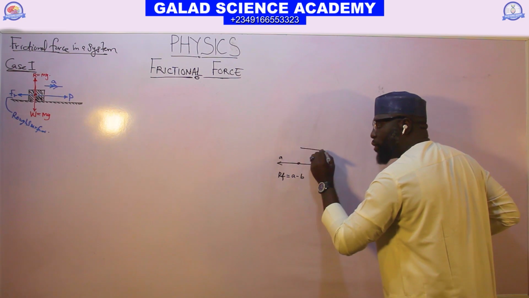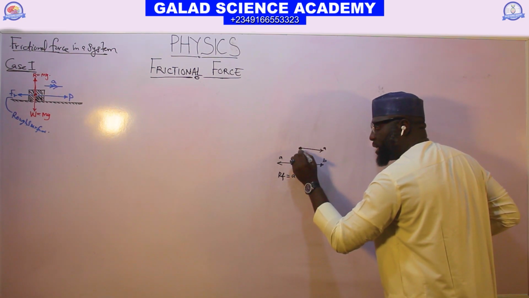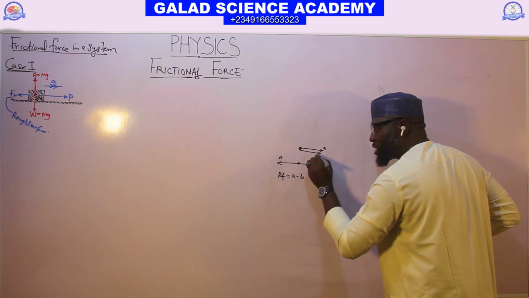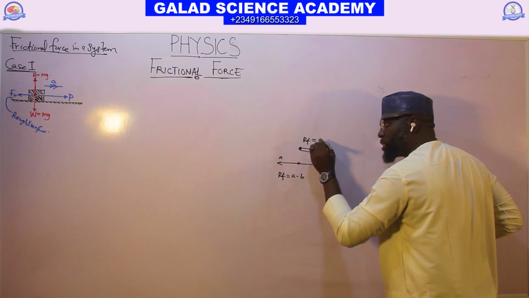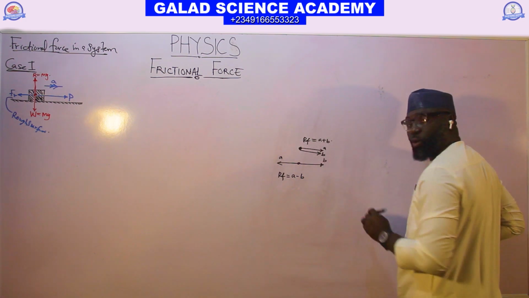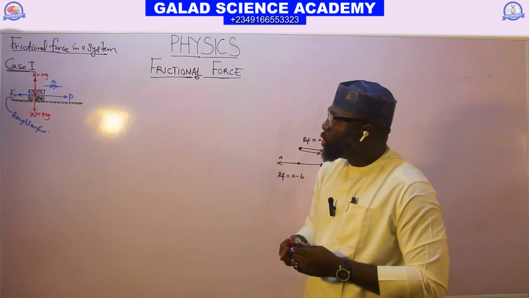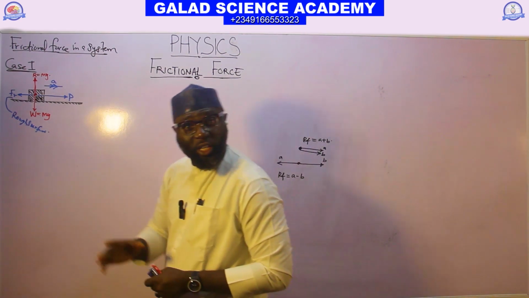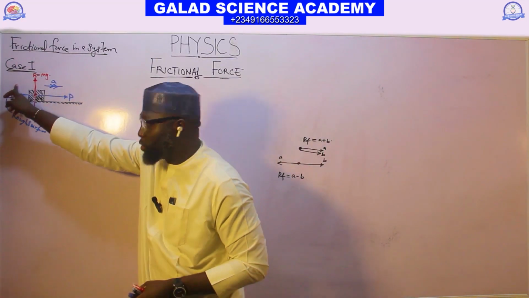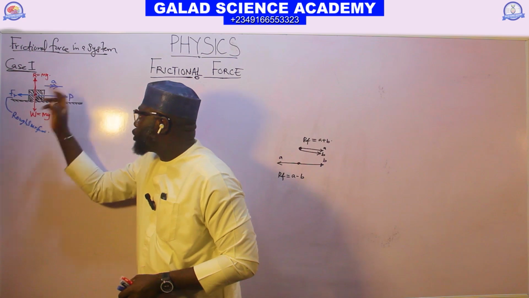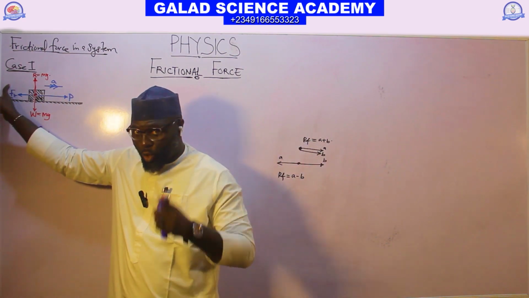But if two forces A and B are moved along the same direction, the resultant force there will be A plus B. Isn't it so? Let us apply it here too. So we are looking for the resultant force of applied force and frictional force. This is the force used to drag the block. This one opposes it. Don't forget.